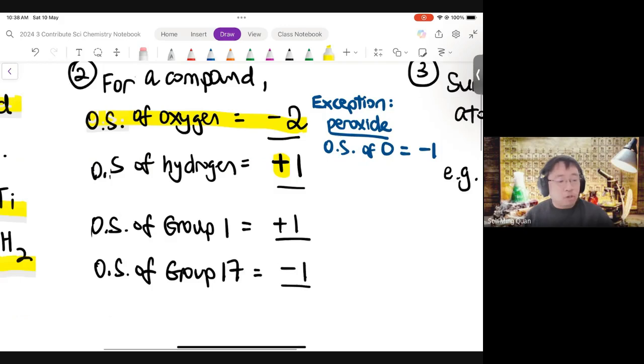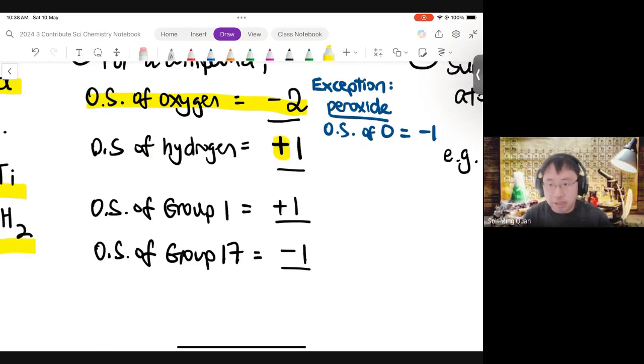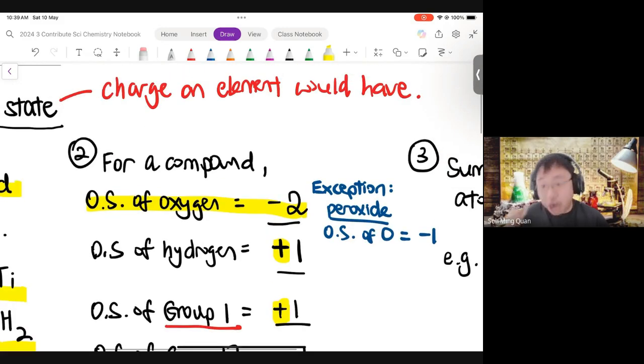Okay? Now, once we clear oxygen and hydrogen, which are very commonly seen, we come to the group 1 and group 17 elements. So group 1 means what? Group 1 elements means like sodium, potassium. Sodium and potassium, when they are in a compound, for example, sodium chloride is a compound. How does sodium form a compound? Group 1, they lose 1 valence electron. When you lose 1 valence electron, the charge that you form is positive. That's why for group 1, the oxidation state is +1, because oxidation state is charge.